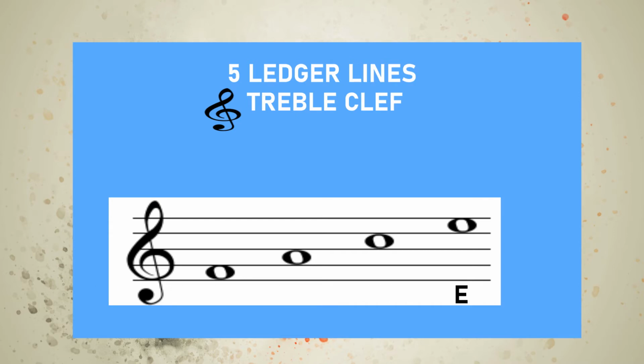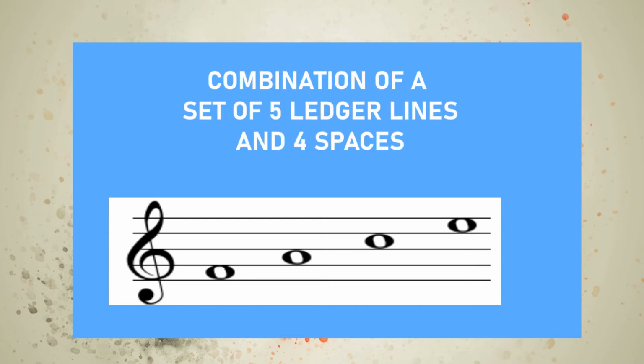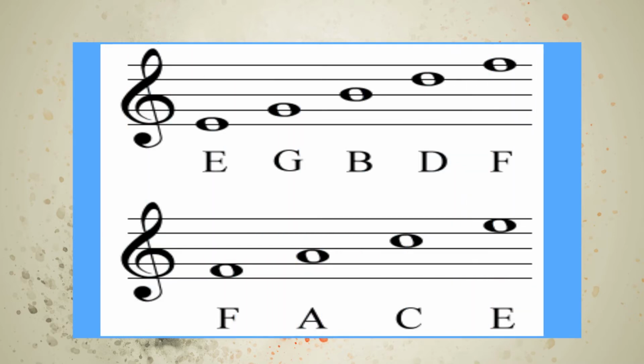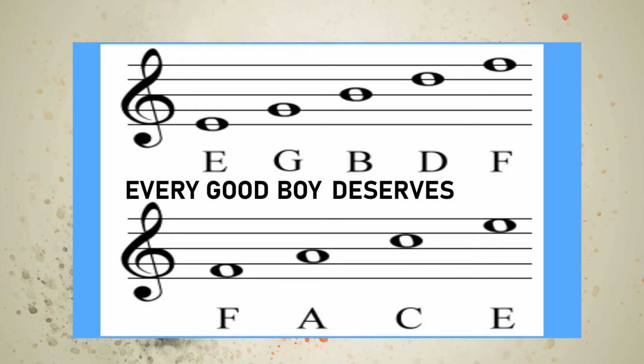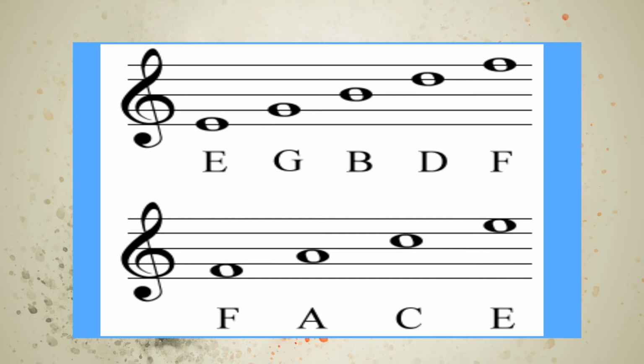Now there's a name for the combination of the ledger lines and the spaces, and that's called the staff or stave. In order to remember the notes on the lines and spaces, you can use what's called a mnemonic. And basically that means a system of letters to help you remember something. So for the notes on the lines, we can use every good boy deserves fruit. And for the notes in the spaces, we can use face, F-A-C-E.